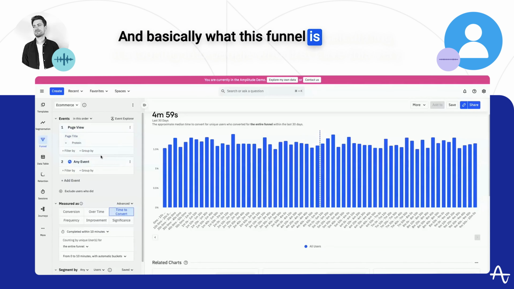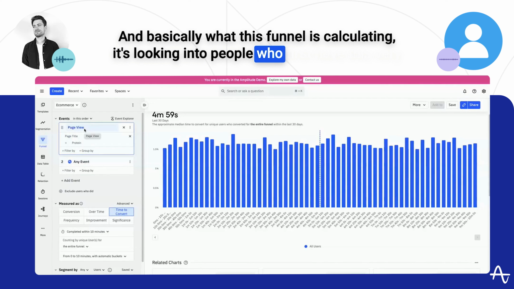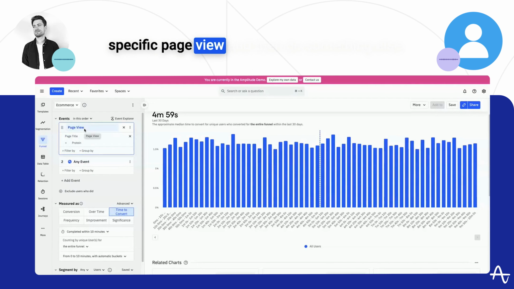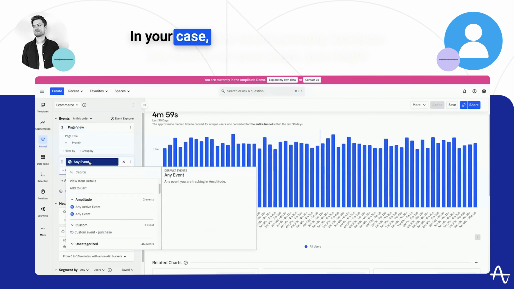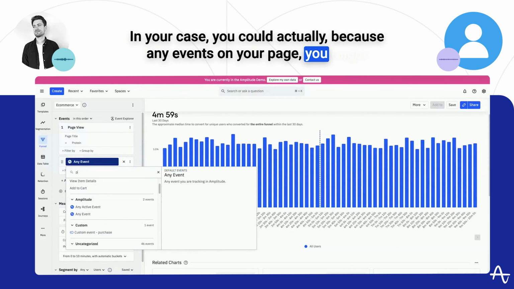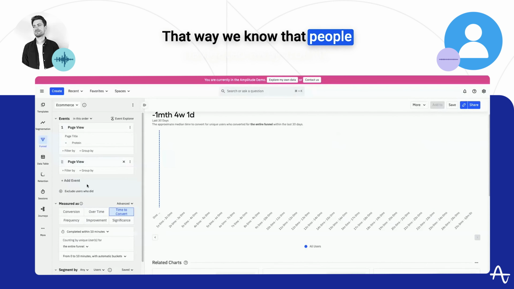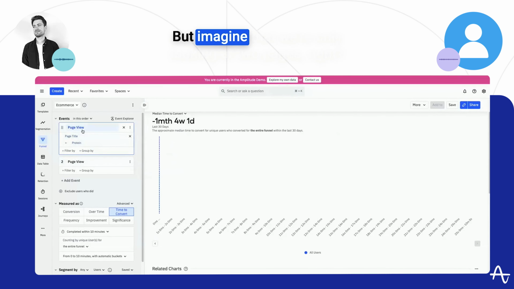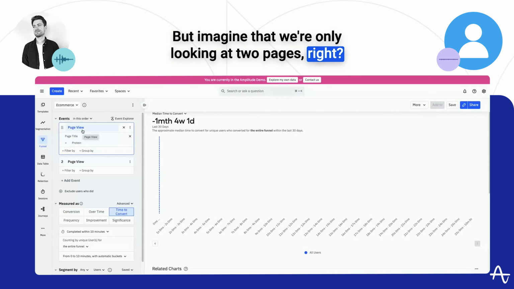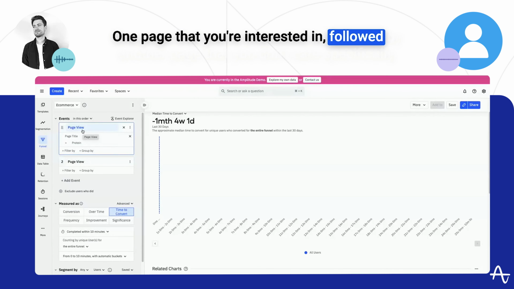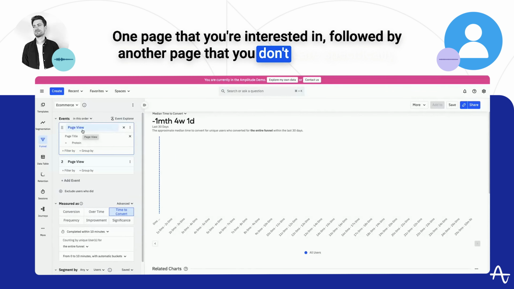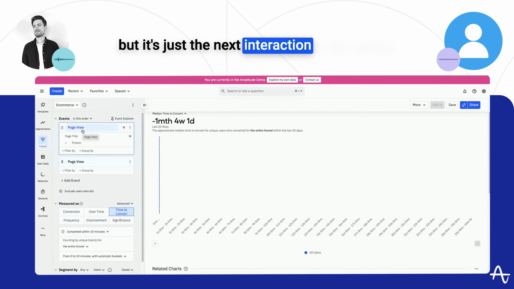And basically what this funnel is calculating, it's looking into people who first have this very specific page view and then do something else. In your case, because any event on your page might even trigger another event, right? So I would say, what's the next page view? That way we know that people navigated away from it. But imagine that we're only looking at two page views. One page view that you're interested in, followed by another page view that you don't care about specifically, but it's just the next interaction in the series.